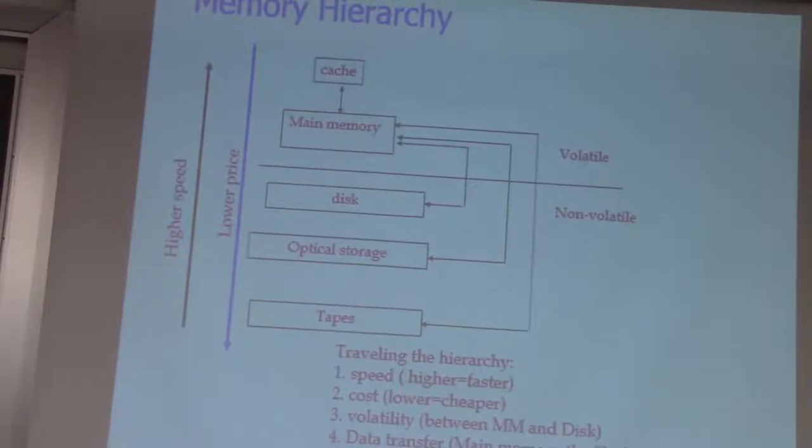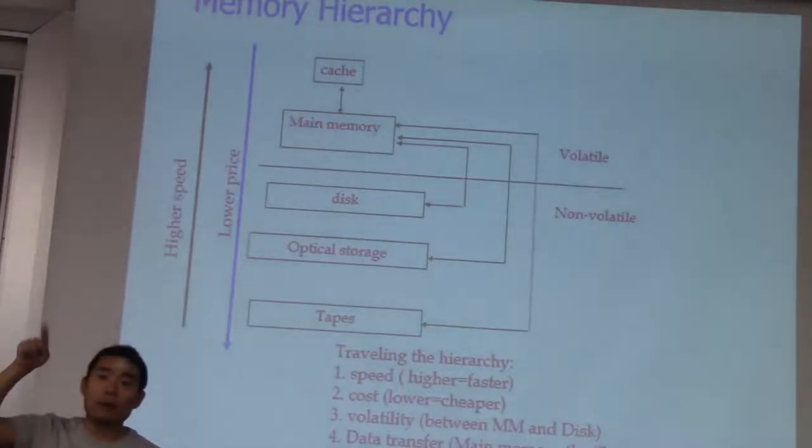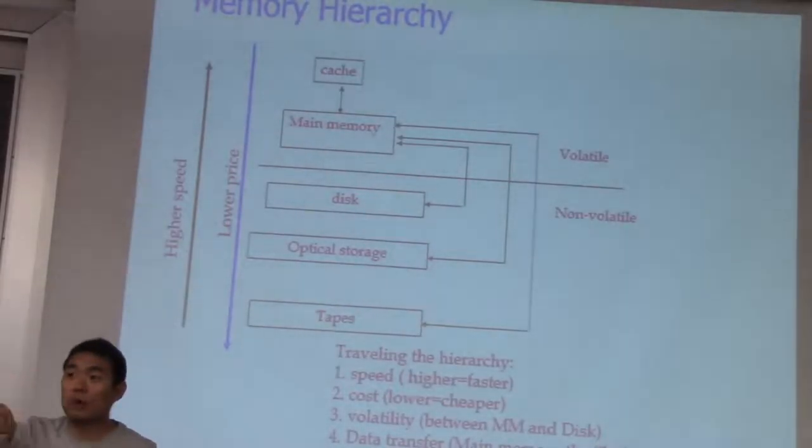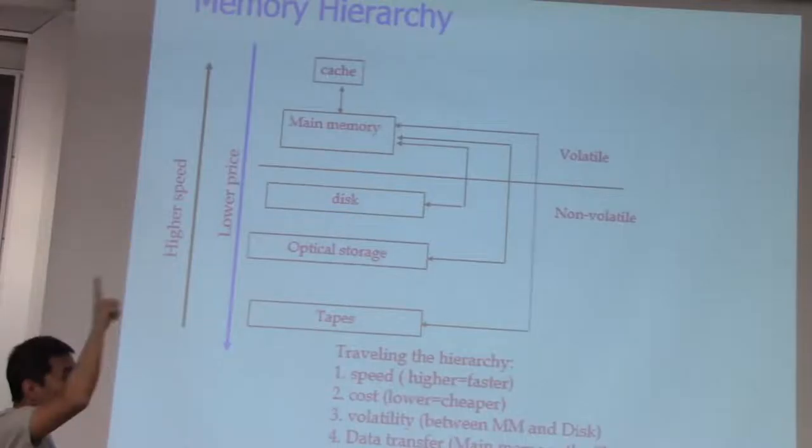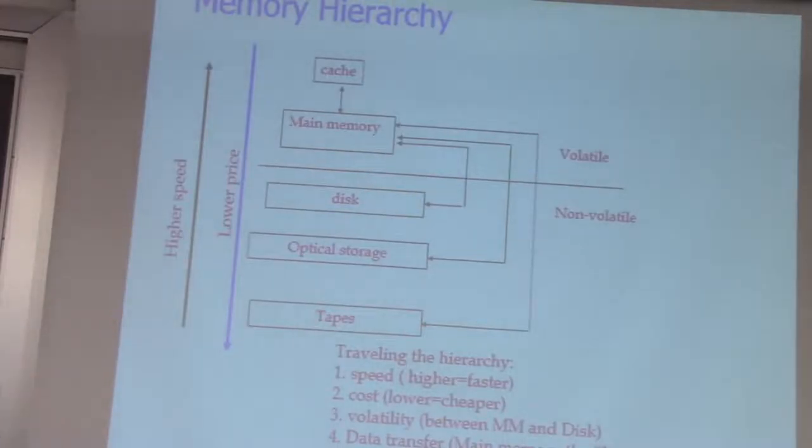If you travel in this direction, what you get is dollars per byte decreasing. The price drops. If you travel in this direction, you get faster and faster access speed. But you lose in terms of cost, and you lose in terms of whether your data is permanent or volatile when you lose power in the system.